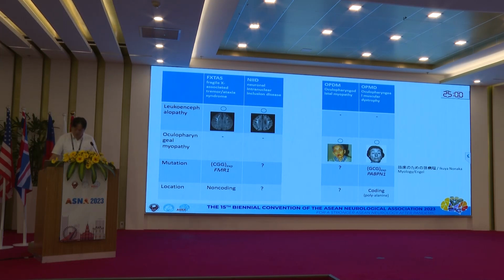The clinical manifestation of NIID is similar to FXTAS, Fragile X-associated tremor ataxia syndrome. And the clinical manifestation of OPDM is similar to OPMD. It was our experience with one family that led us to identify the cause of these diseases.